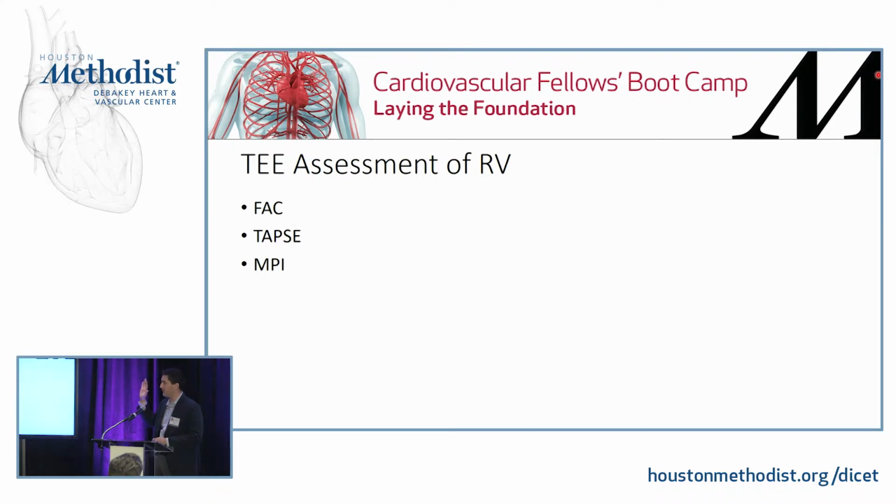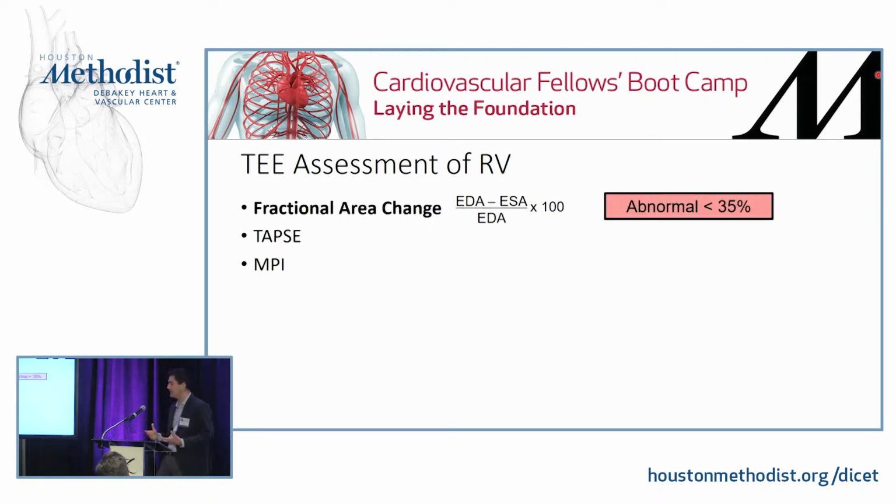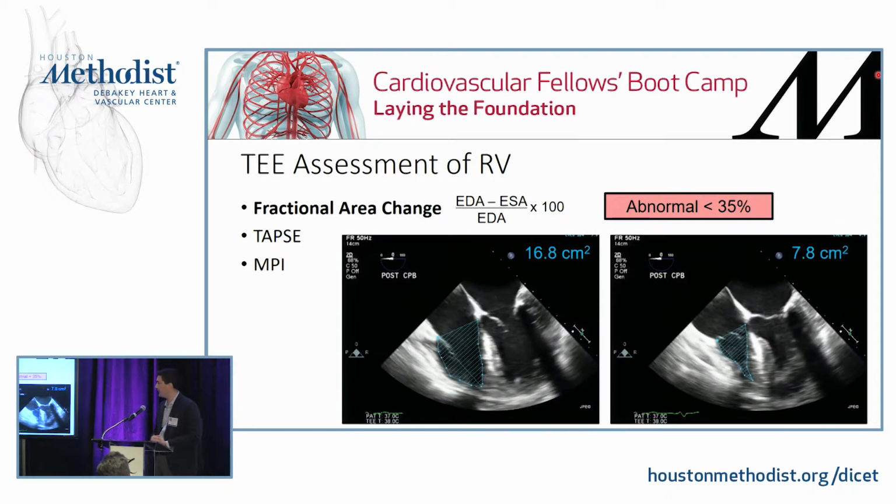These are just a few of the many objective quantitative ways we can assess the RV. I chose these three because they're relatively simple and conceptually different from one another. The first one is called fractional area change, and this is simply measuring the area in diastole and then measuring the area in systole and getting the percentage that it changes from one to the other.